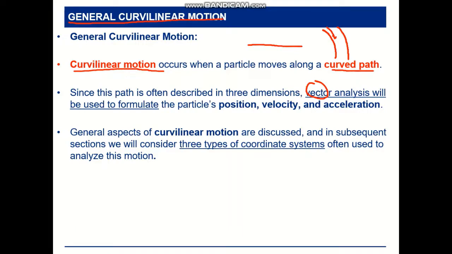General aspects of curvilinear motions are discussed, and in subsequent sections we will consider 3 types of coordinate systems often used to analyze this motion, which are rectangular, so x, y, z, or i, j, k, then normal and tangential, and then there are also polar coordinates, which we will define with the cylindrical or polar coordinates, and we will end up with these curvilinear motions.